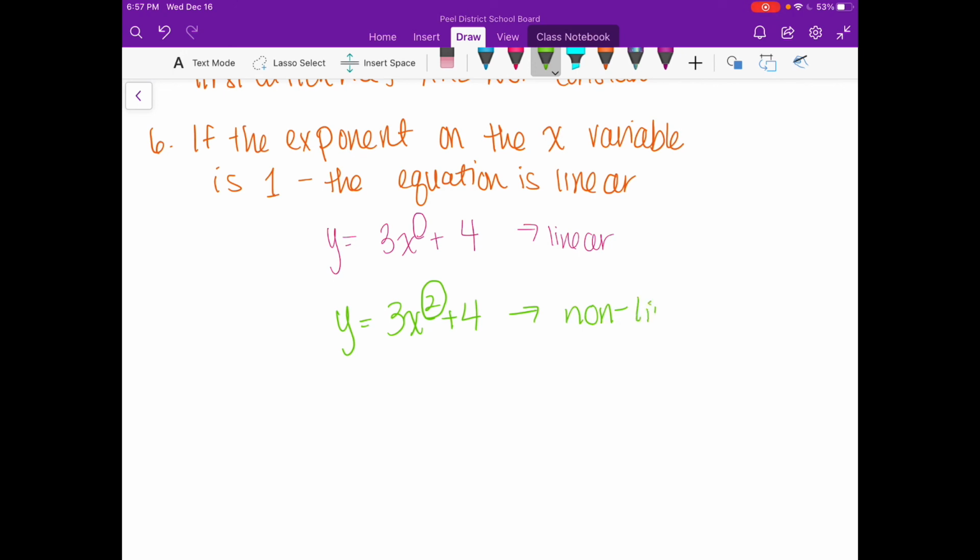And you'll talk about the type of equation this is. If you have something like y equals 3 to the power of x plus 4, nonlinear. Because in this situation, the x is the exponent. And you'll talk about these later on in grade 10 and grade 11. All right? This is a quadratic, the x squared, and this is an exponential function.